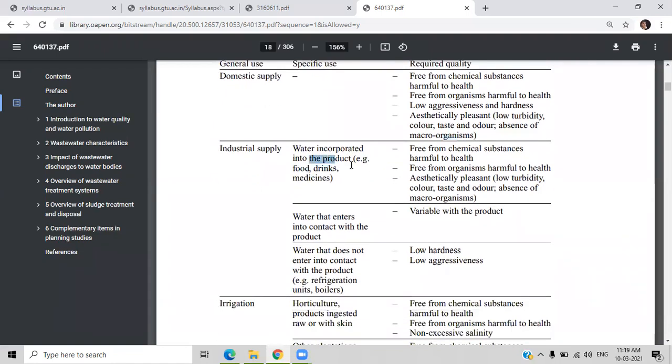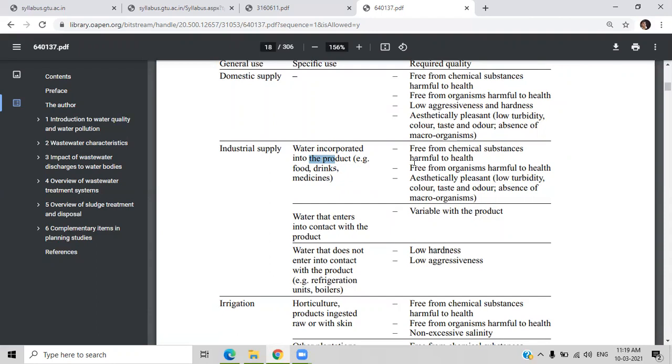The next one is industrial supply. Water is incorporated into products like food, drinks, and medicines. So when industries are associated with food, drink, or medicine manufacturing, certain water qualities are required: free from chemical substances harmful to health, free from organisms harmful to health, and aesthetically pleasant. These are the same qualities required for domestic supply. So this kind of water quality is required for food manufacturing industries.